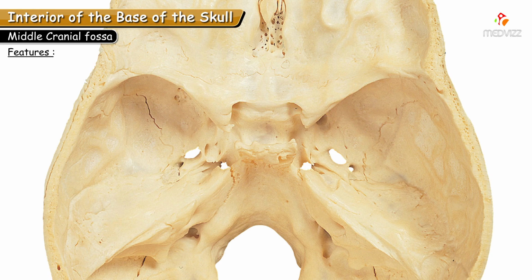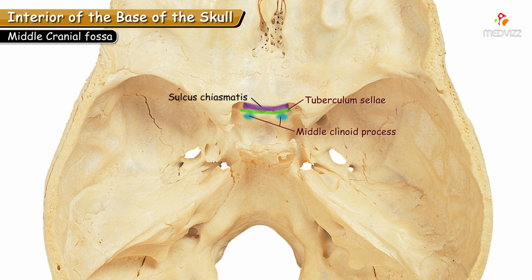Next feature of the body of the sphenoid is tuberculum sella. What is this tuberculum sella? It is an elevation just behind the sulcus chiasmatis. So the sulcus chiasmatis is limited by tuberculum sella. What is the importance of this? It gives attachment to a fold of dura mater, and on each side of tuberculum sella, the small tiny projections are middle clinoid processes. And this tuberculum sella provides anterior attachment of diaphragma sella.